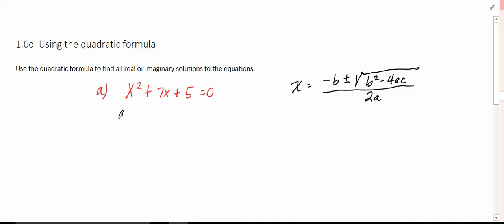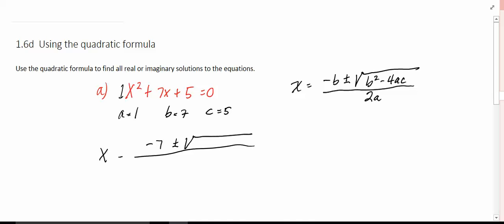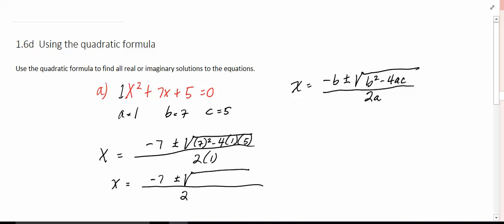So my a in this case is the coefficient for the x squared, so that's a 1. My b is 7, and my c is 5. So here I go, putting it in the formula. I get x equals negative 7 plus or minus the square root of 7 squared minus 4ac, all over 2a. And we're just going to simplify. We have negative 7 plus or minus. You should not need a graphing calculator for this process, so get in the habit of finding these numbers without it.